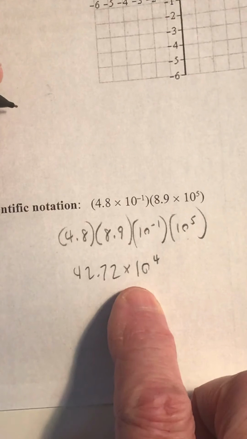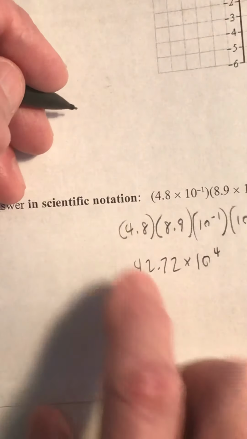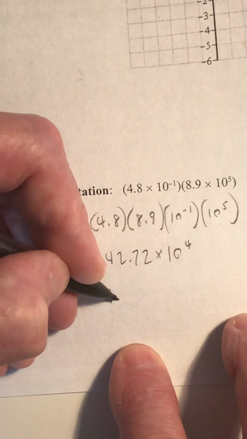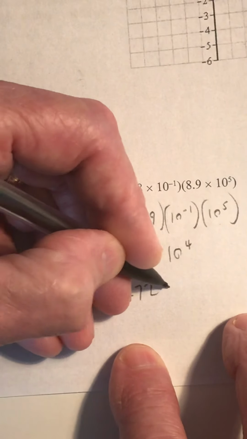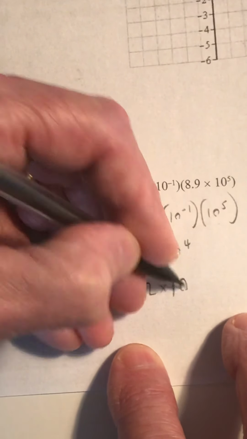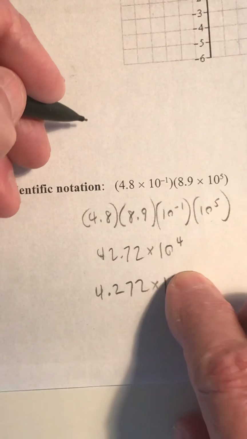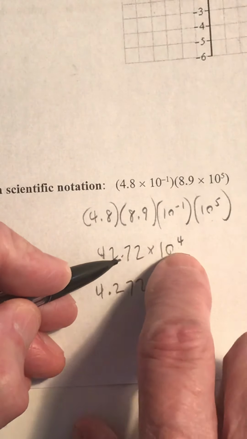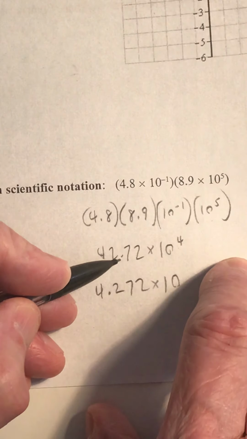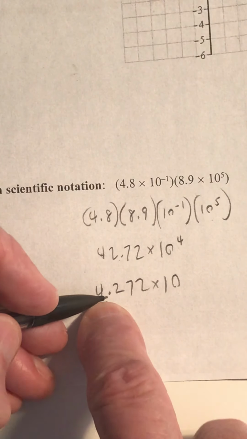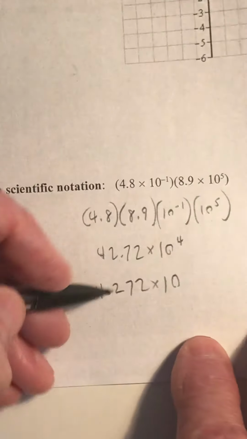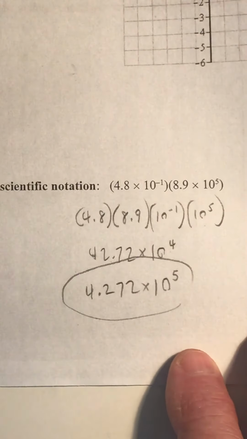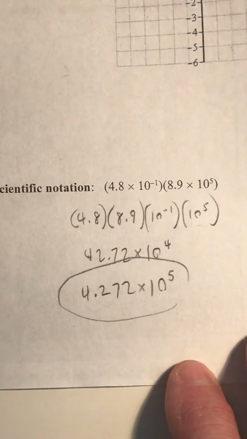Well, here's the answer, except it's not in scientific notation yet because I've got 2 digits in front of the decimal. I need to move the decimal over. And then I got to think, how do I adjust the exponent? Well, before I changed it, the point had to go 4 places to the right. Now I went the other direction. Now it has to go 5 places to the right. So I make this exponent a 5. And that's the end of page 5.